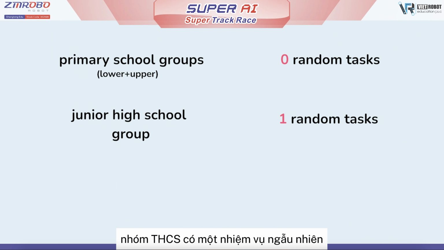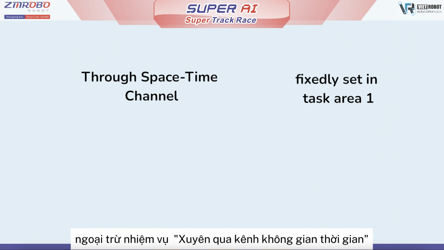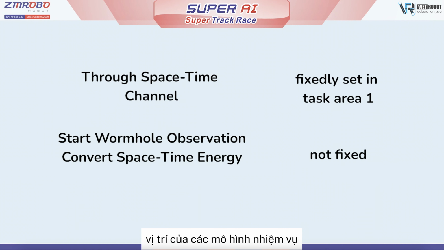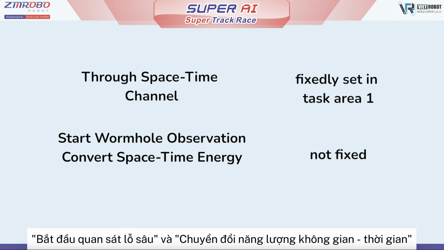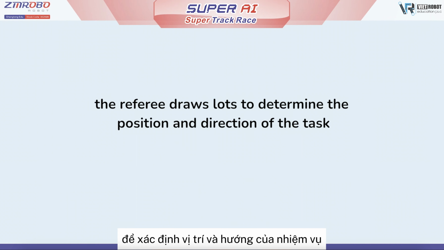The junior high school group has one random task that is selected randomly, while the high school group must complete all 2 random tasks. Except for through spacetime channel, which is fixedly set in task area 1, the positions of the task models of start wormhole observation and convert spacetime energy are not fixed. Before the start of programming and debugging, the referee draws lots to determine the position and direction of the task.